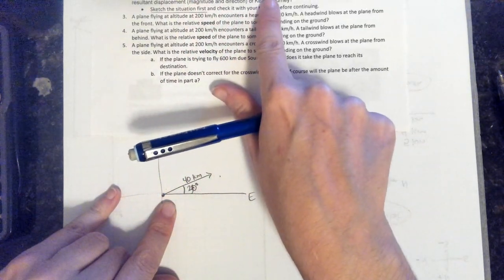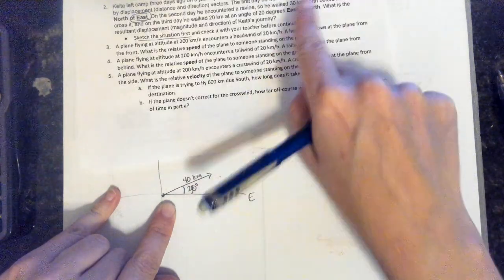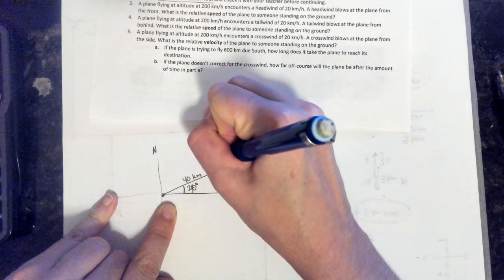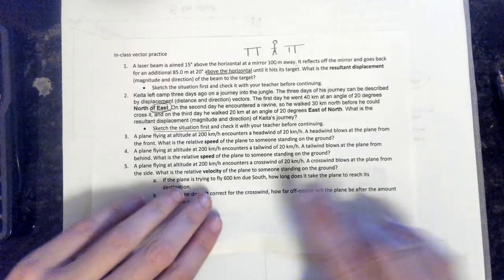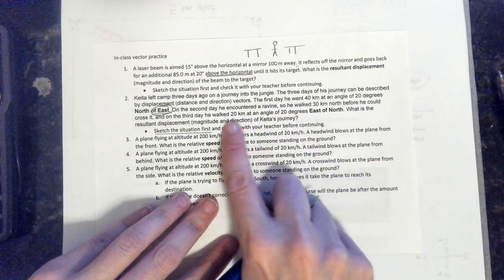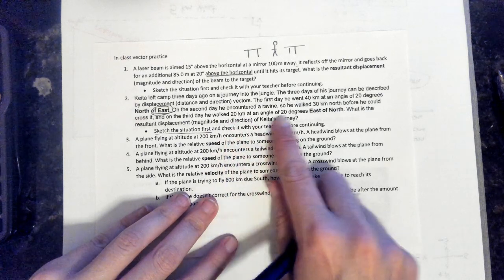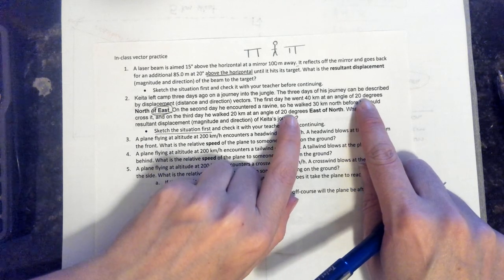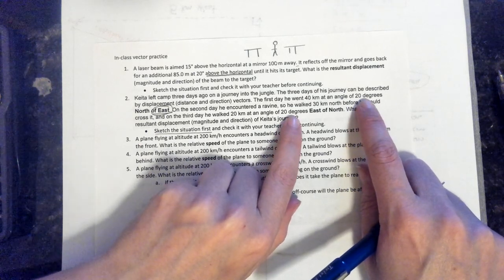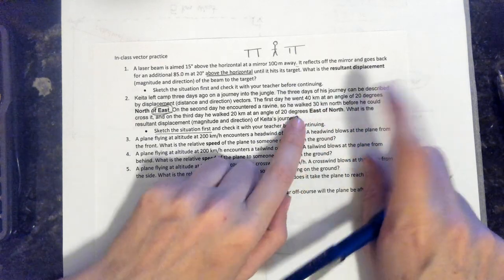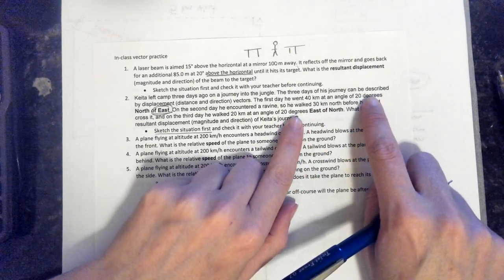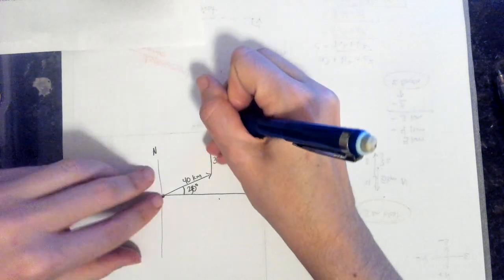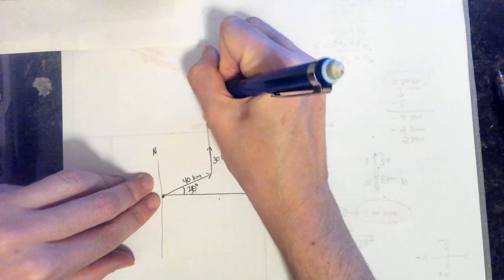On the second day, he encounters a ravine, and he walks 30 kilometers north. So that one's easy. Just north, 30 kilometers. And then on the third day, he goes 20 kilometers at an angle of 20 degrees east of north. Now this 20 degrees threw a lot of students off, right? You see 20 degrees, and you're like, I'm good to go. That is the same angle. Nope. Different angle. Because east of north means we're starting from our north.